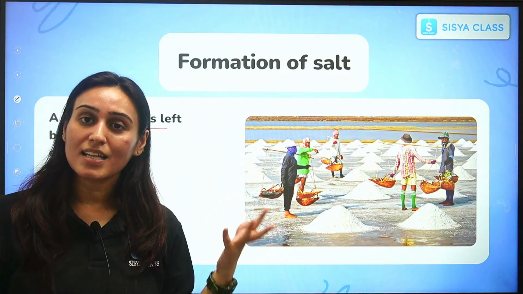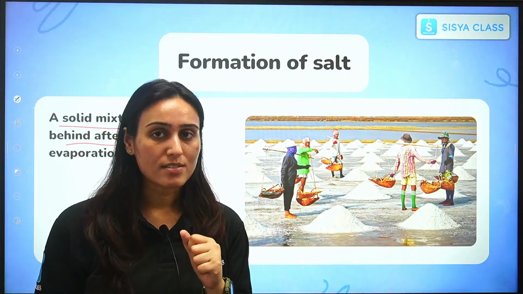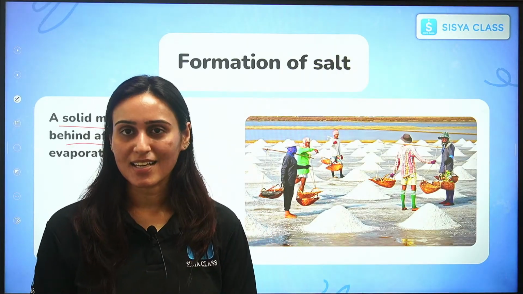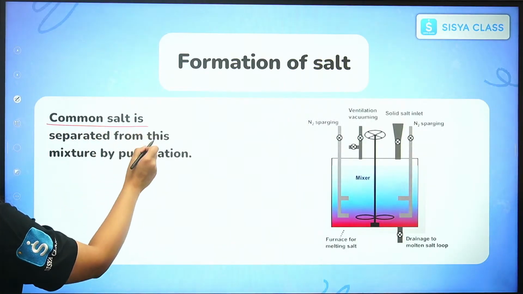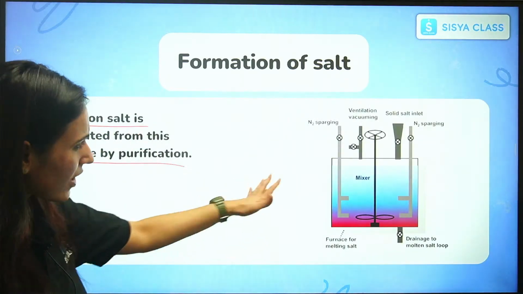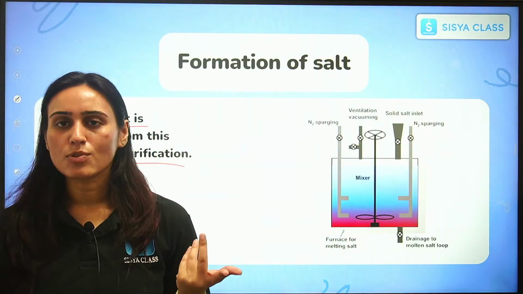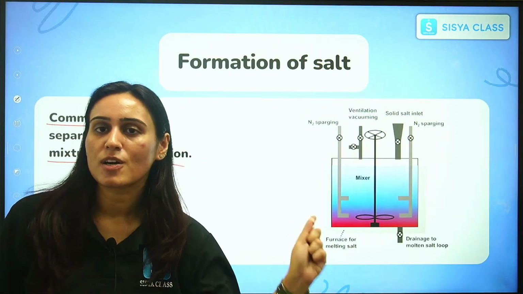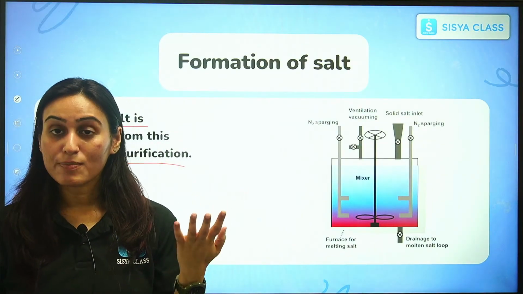So this is another way by which you can separate out the components of the mixture. What is the name of this process, everyone? Evaporation. We are using the process of evaporation here, right? Common salt is separated from this mixture further by purification. Whatever minerals are present there that we don't want, we can remove them, right? Our main purpose was separating the salt from seawater. We have used evaporation for that purpose. Okay, so I hope this part is clear.